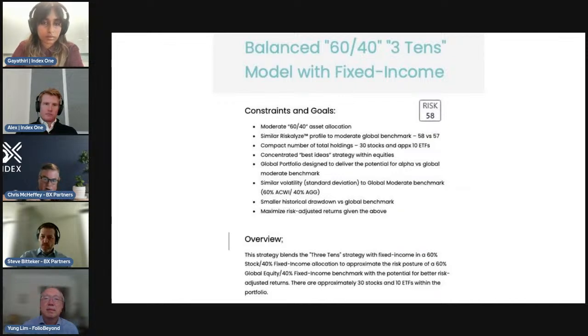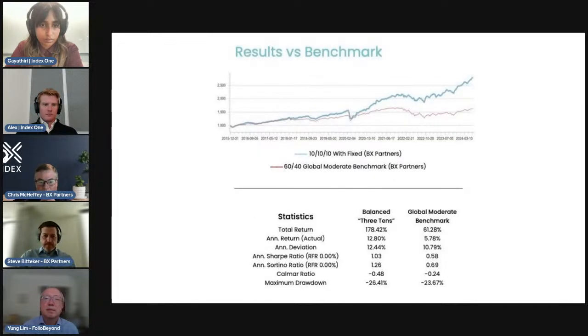So what we did is we took that 10-10-10 model and blended it with a 40% fixed income sleeve to get, because the title of this presentation was 60/40, to show you how you could do on a 60/40 doing it this way. So you wind up in a position where your total return is well more than double that of the global moderate benchmark, which is 60% ACWI, 40% AGG, right? So if I can give you a portfolio that's got double the return and about the same standard deviation and downside, look at that. I'm doubling my Sharpe and Sortino ratios almost. And those are the metrics that you look at for risk-adjusted returns.